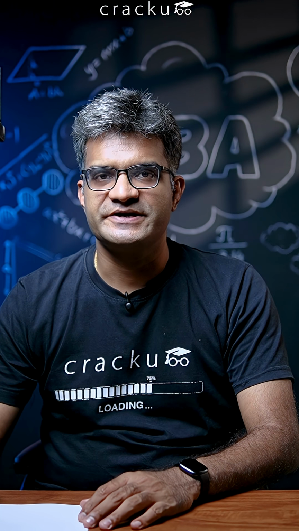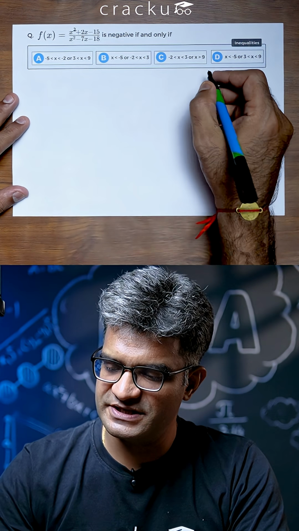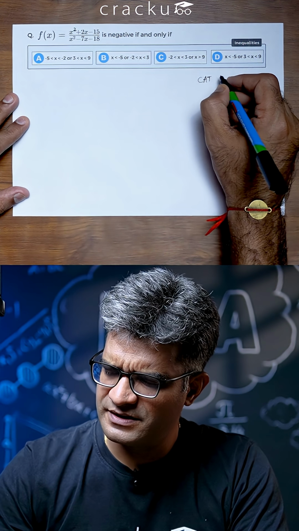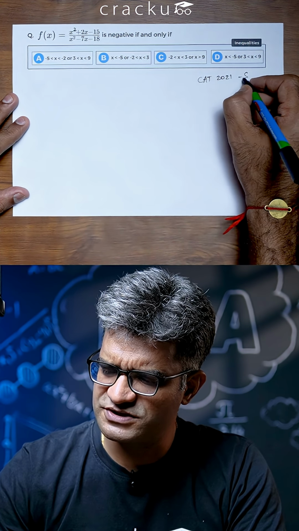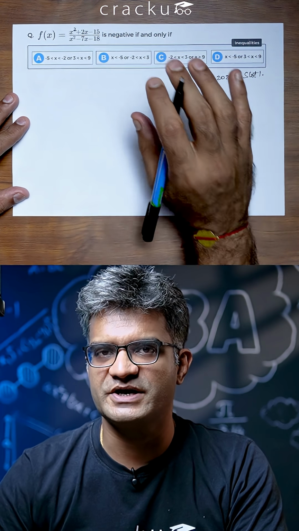In this video, I'll be explaining how you can answer some of the questions in CAT just by looking at the options. For example, this question is from CAT 2021. I don't remember the slot, but most likely it is from slot 1. But this is a question from CAT 2021.